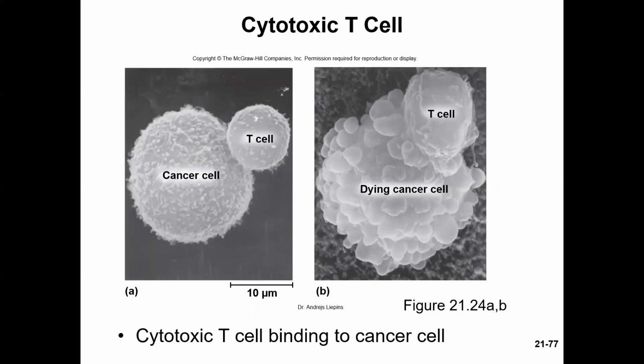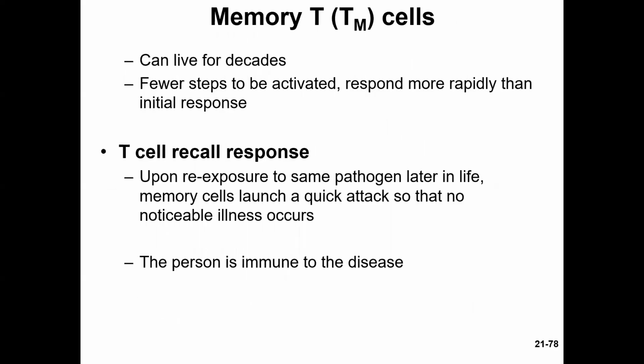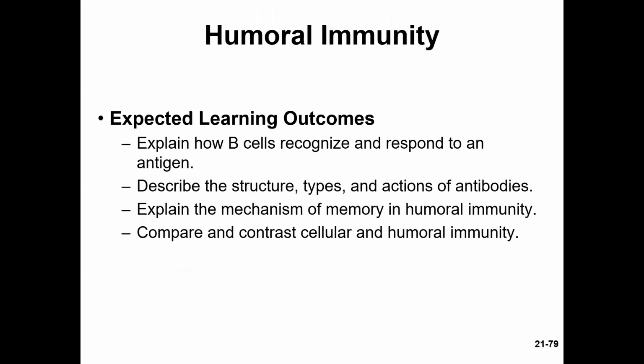So this is an example of a cytotoxic T cell binding to a cancer cell. Memory T cells can live for decades. They need fewer steps to be activated, and they respond more rapidly than the initial response. The T cell recall response occurs upon re-exposure to the same pathogen later in life: the memory cells launch a quick attack so that no noticeable illness occurs. The person is immune to the disease.